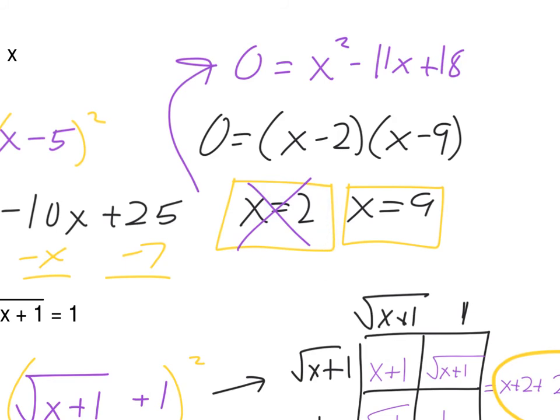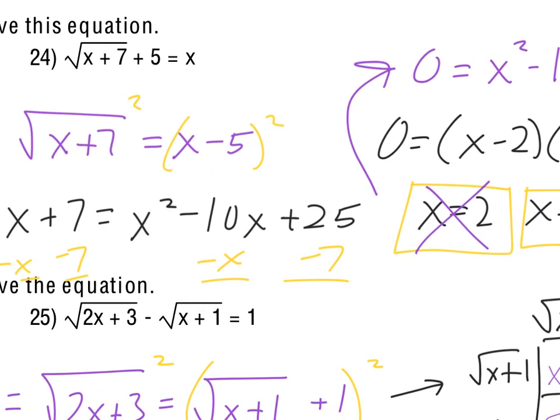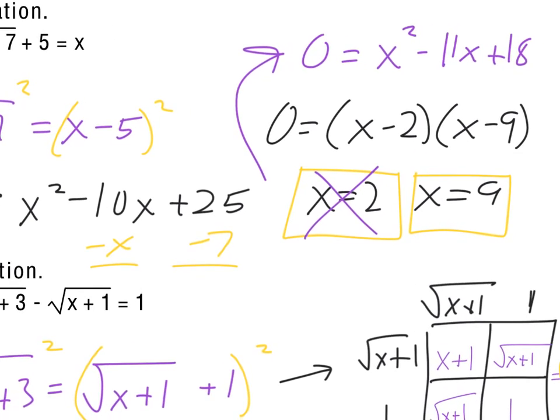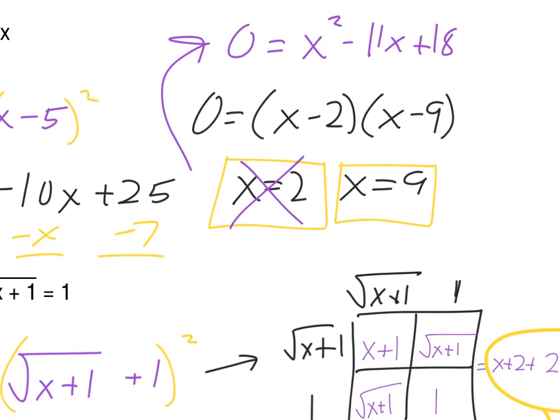Again, you can check that by plugging it back into the original equation and seeing that the 2 does not work. If you do plug the 2 in here, you get the square root of 9 plus 5 equals 2. So 3 plus 5 equals 2, which of course is not true. The other way that I check that is I look at what I squared. I squared x minus 5. Well, x minus 5 would be negative if x were 2. So a couple different ways to check that. The 9 works out just fine. So that's why 9 is the only solution we have.